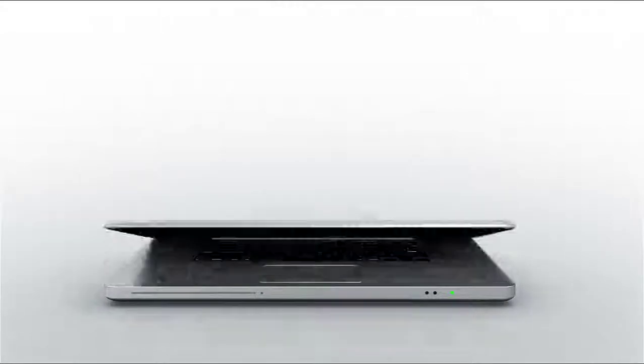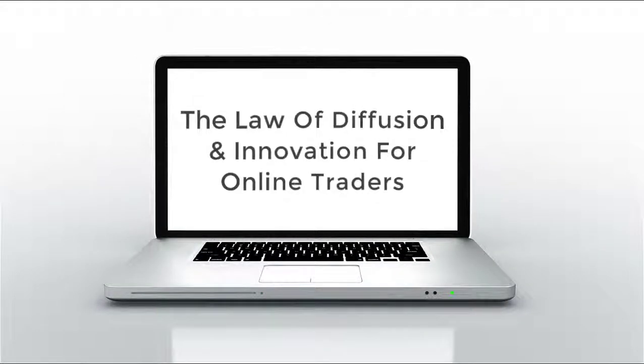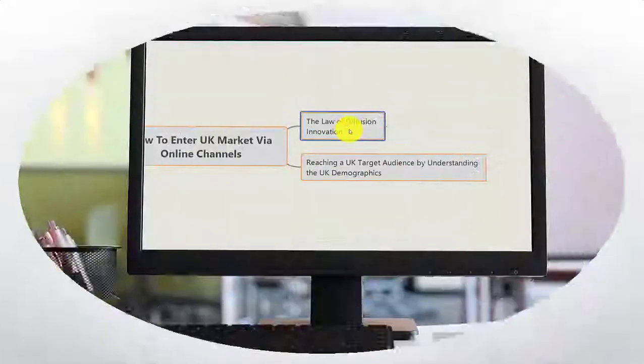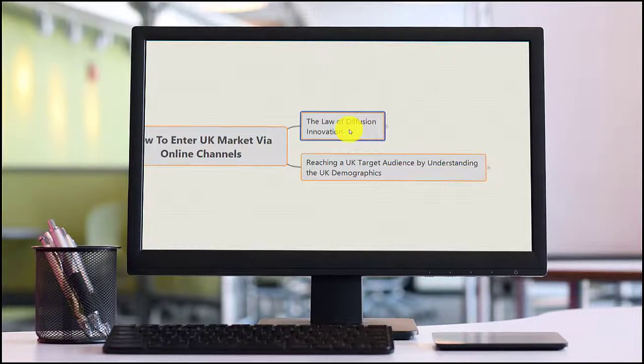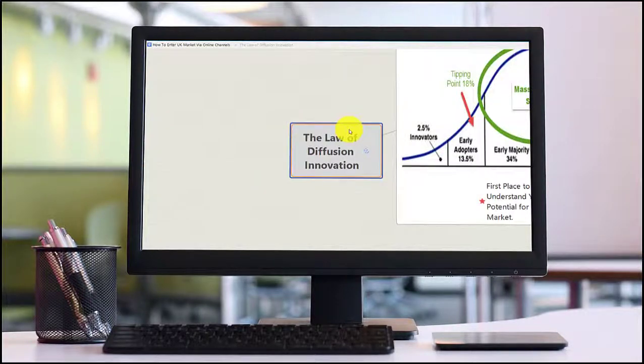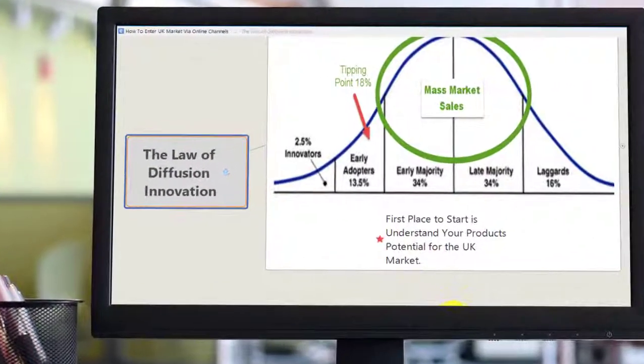Hi again. So we're back and we're going to look at what is known as the laws of diffusion and innovation. It's quite well known to many people, but I want you to just spend a few moments going through this with me so that you get an understanding of what you need to be doing when you want to trade in the UK. And again, it doesn't matter whether you're wanting to trade business to business or business direct to consumer. You should be doing the same things here that we're going to talk about as the law of diffusion and innovation.